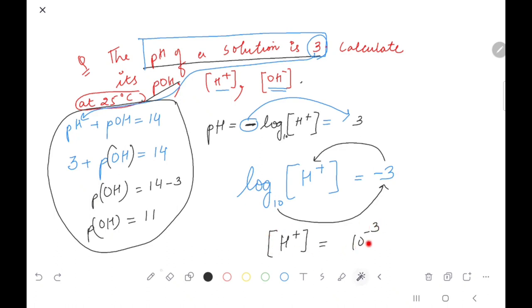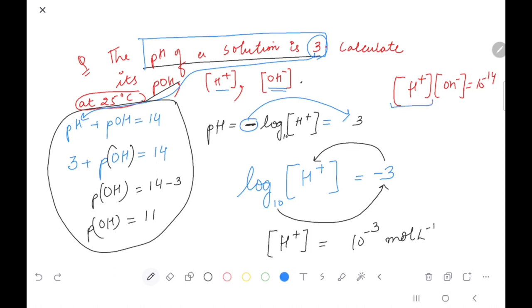So I have got the H plus ion concentration, that is 10 raised to power minus 3 moles per liter. Right. And when I get this particular value of 10 raised to power minus 3 moles per liter, what do you understand from this part? What do you understand? So you know H plus ion concentration into OH negative ion concentration is going to be 10 raised to power minus 14 always.